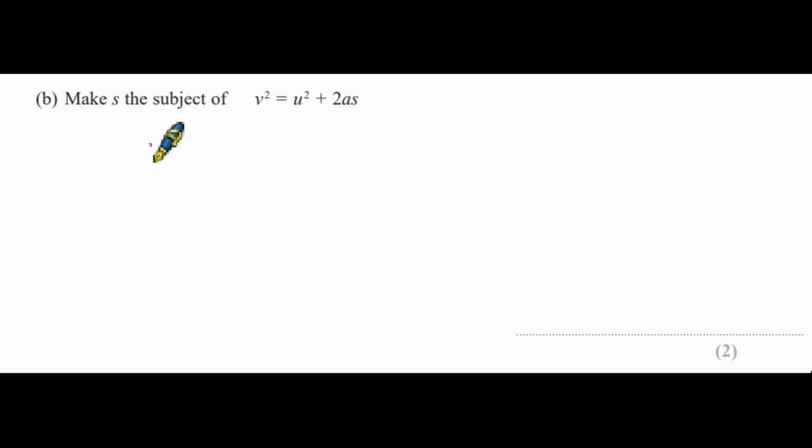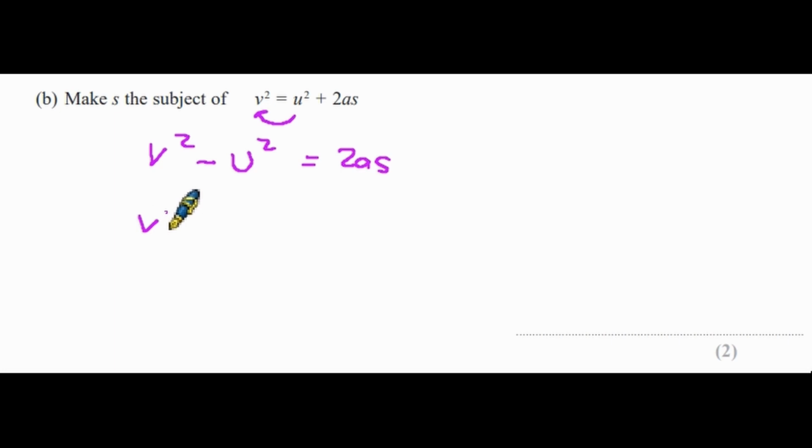This is a reverse BIDMAS situation where we do the pluses and minuses before we do the multiplies. So in fact, what I would do is take the v squared, and the first thing I would do is move the u squared across. Now at the moment it is u squared, therefore it is a positive. When it gets to the other side, it's going to be negative. So we have v squared minus u squared equals, and we still have 2as on this side.